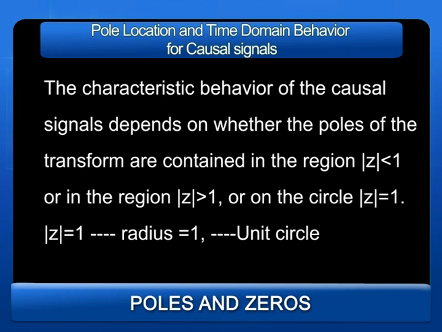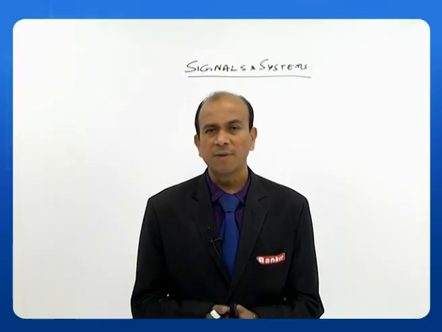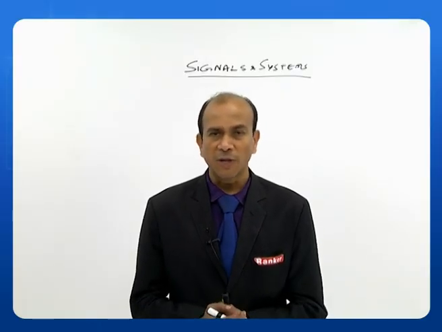The point says the characteristic behavior of causal signals depends on whether the poles of the transform are contained in the region |z| less than 1, in the region |z| greater than 1, or on the circle |z| equal to 1. Of course, |z| equal to 1 means radius equal to 1, and it is called the unit circle. That means here we are trying to see 3 cases of the location of the pole.